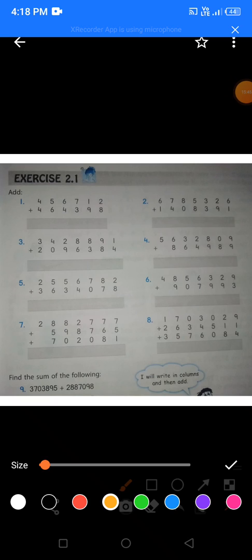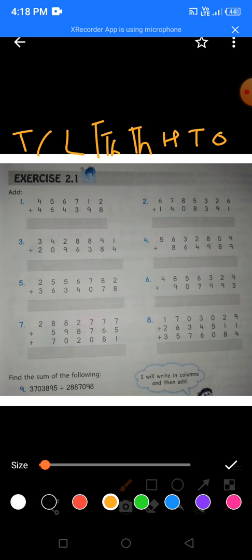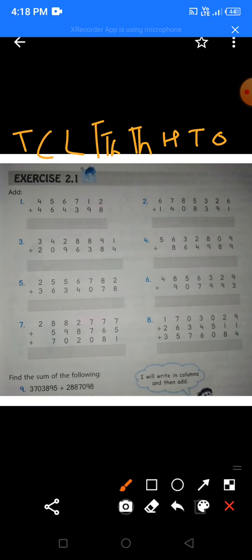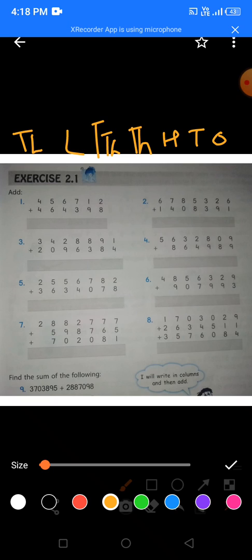Now children, what is there? Ones, tens, hundred, thousand, 10,000, lakh and 10 lakh, because you have up till there. Now you have written this, then you will leave one line here. I have left one line. Then you will write the question number. Now what is the question number here?